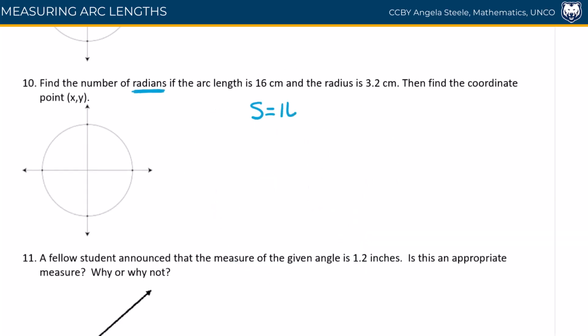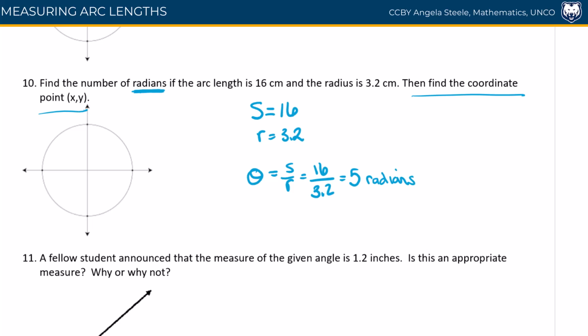Okay, so you should have found that the S was equal to 16, the R was equal to 3.2, so therefore we can take theta equals S divided by R, so 16 divided by 3.2, which gives us 5. So we know that the radians is 5. But now notice that there's this second part to the question. It says find the coordinate point x, y. Okay, so remember that if we look at our visual here, the 270 degree mark is the same as 4.71 radians. So if we want to draw the visual of where the 5 radians goes, it's just a little bit past that.